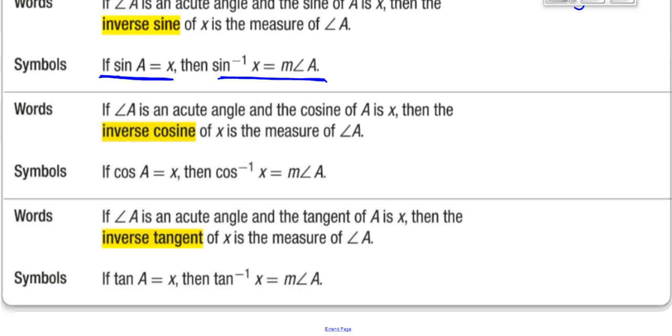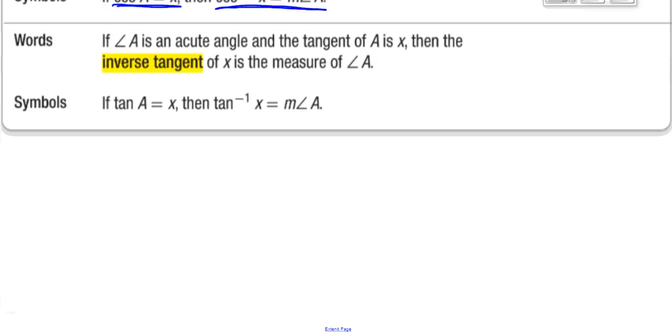If angle A is an acute angle and the cosine of A is x, then the inverse cosine of x is the measure of angle A. So if cosine A equals x, then the inverse cosine of x is equal to the measure of angle A. And then this last one is about the inverse tangent. If angle A is an acute angle and the tangent of A is x, then the inverse tangent of x is the measure of angle A. And so if tangent A equals x, then the inverse tangent of x equals the measure of angle A.